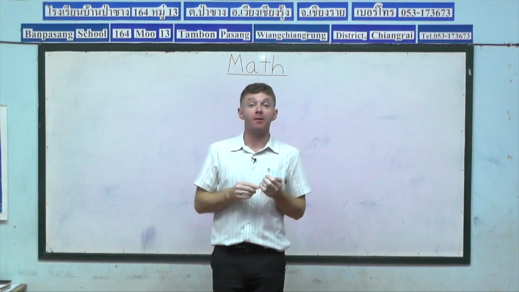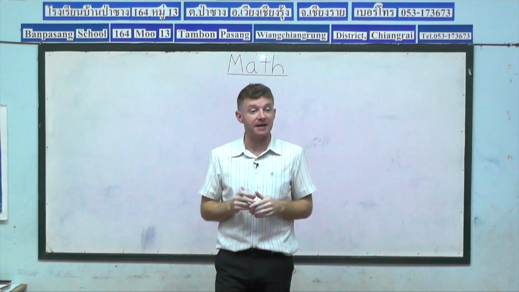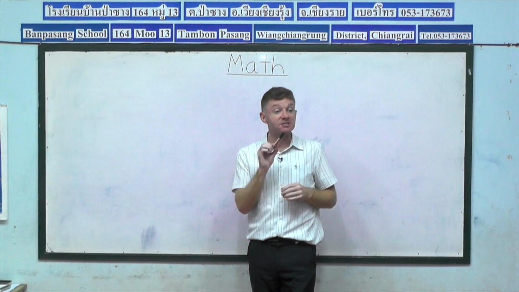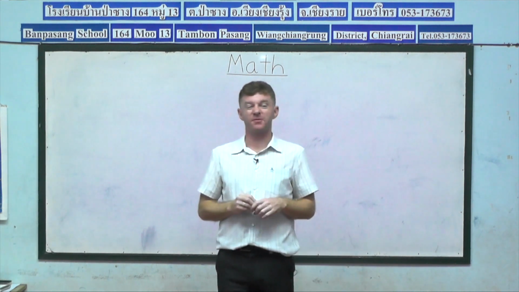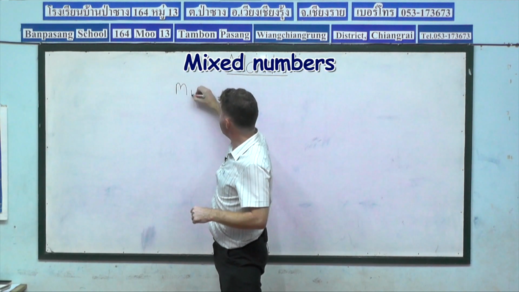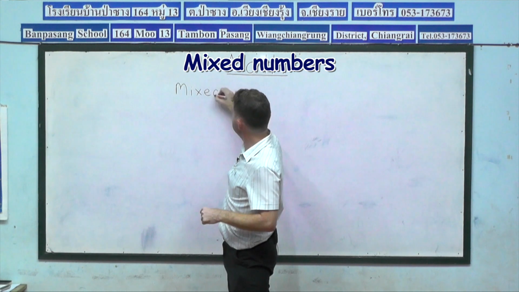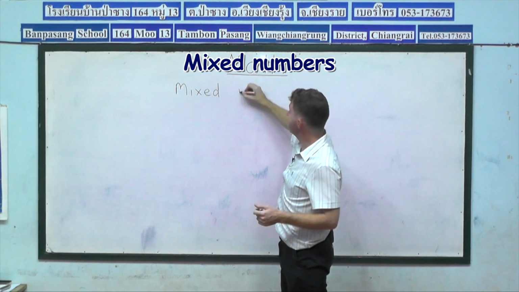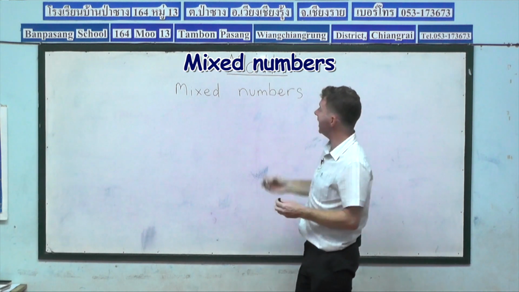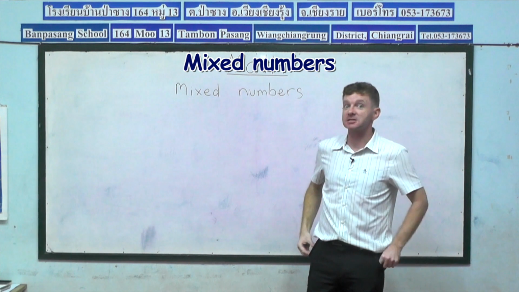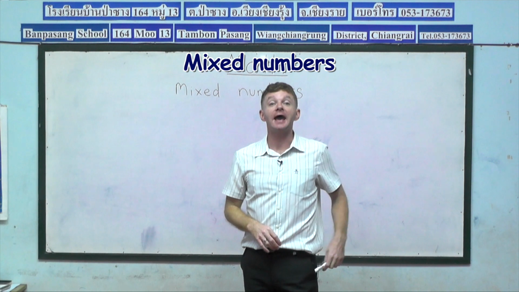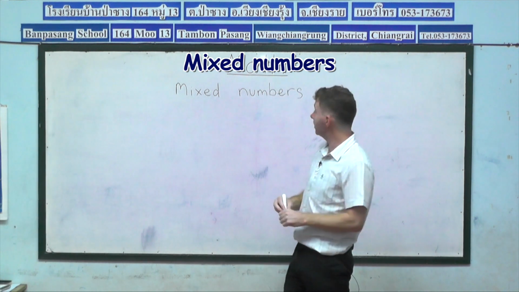So who can remember what we learnt about in the previous math lesson? Any ideas, guys? Mixed numbers is correct. Very well remembered. So let's write that phrase on the board again, guys. Mixed is M-I-X-E-D. And then numbers, N-U-M-B-E-R-S. Altogether, mixed numbers.